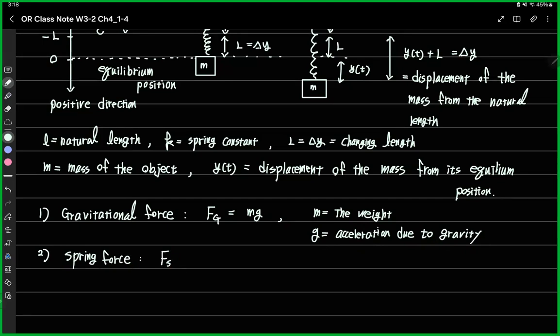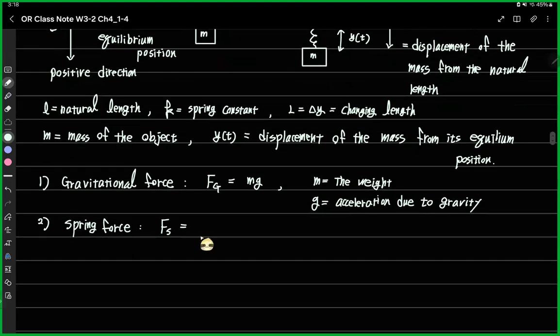Next one, spring force, denoted by F subscript s. The spring force follows Hooke's law, right? So F is k, script k, times delta y, because the spring force due to the elongated spring is proportional to delta y. Is that minus or plus? Yeah, it's minus. Hopefully everyone got it. Minus it should be.